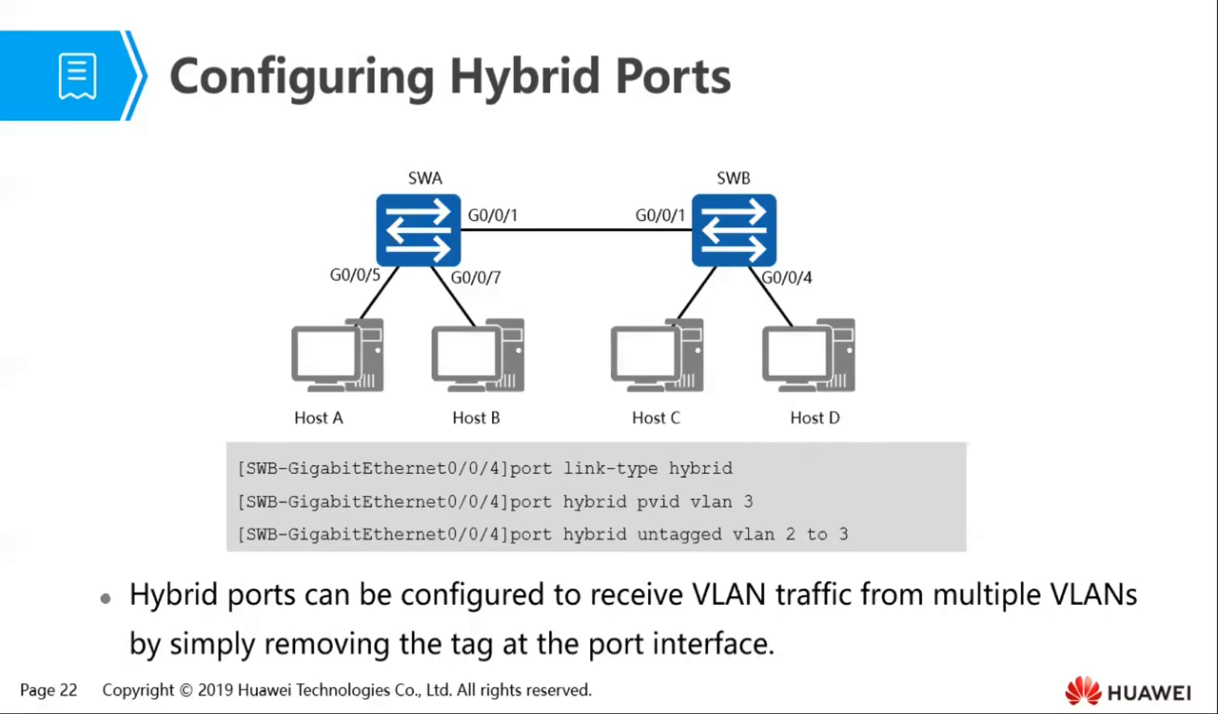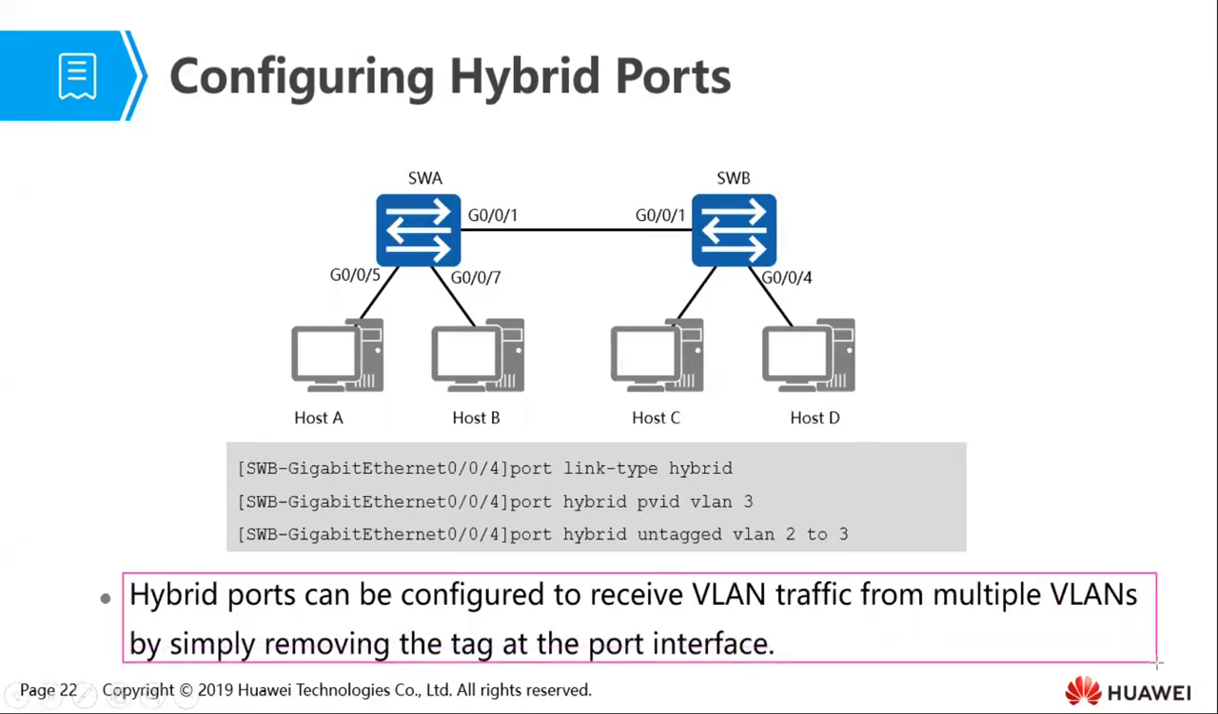Okay, so I think this is the example I had explained earlier. I didn't know it was coming to appear here again. So hybrid ports, hybrid untagged ports can be configured to receive VLAN traffic from multiple VLANs by simply removing the tag at the port interface. So here we are in switch B.